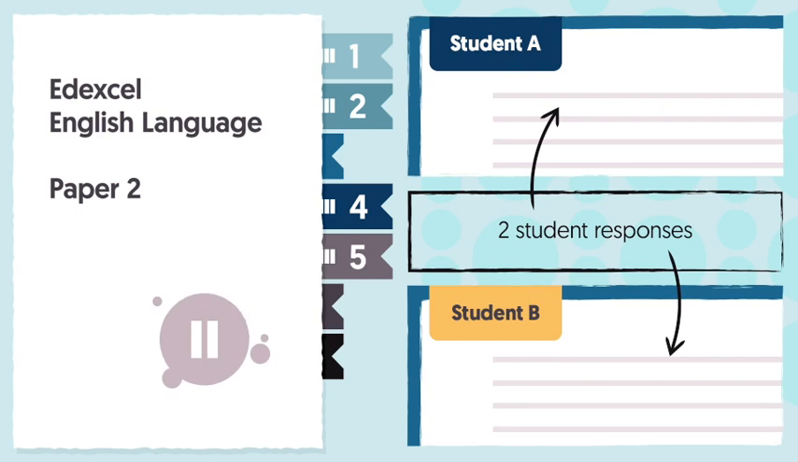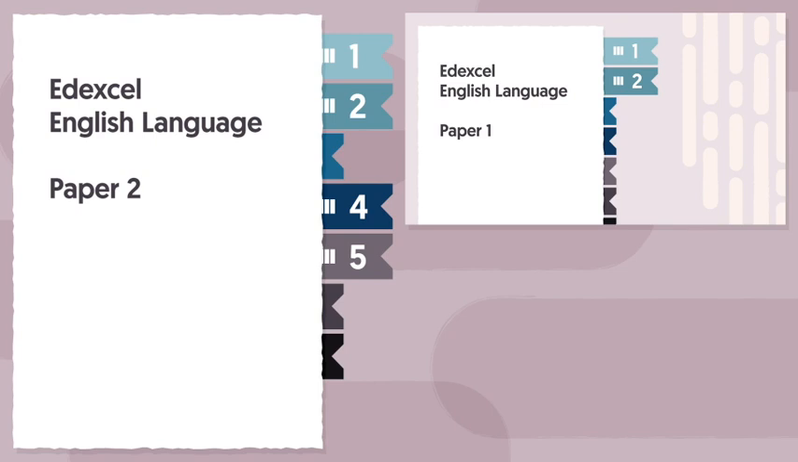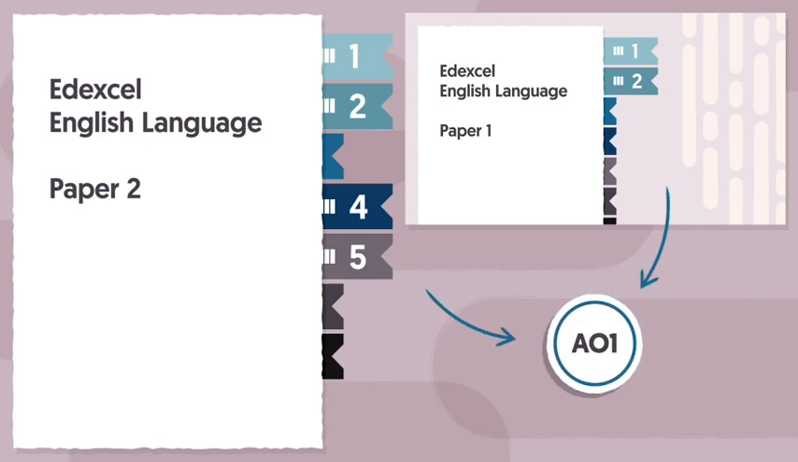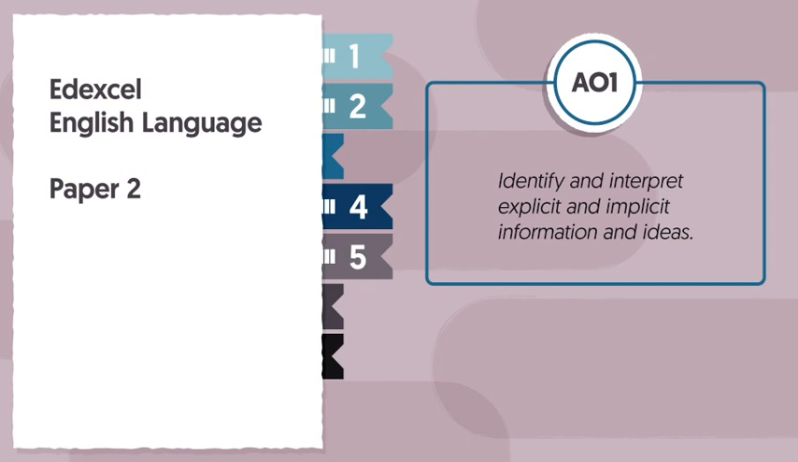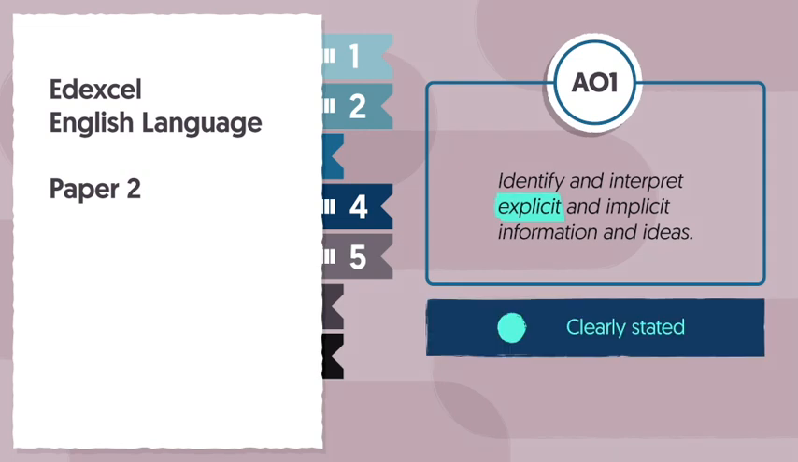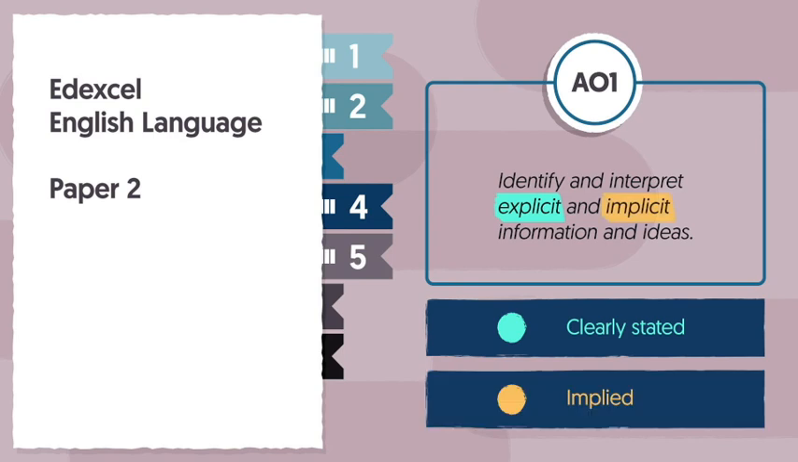on screen. Just like on Paper 1, the small mark questions on this paper examine Assessment Objective 1. That's your ability to identify and interpret explicit and implicit information and ideas. In other words, pulling out the facts that are clearly stated and the ones that are implied.